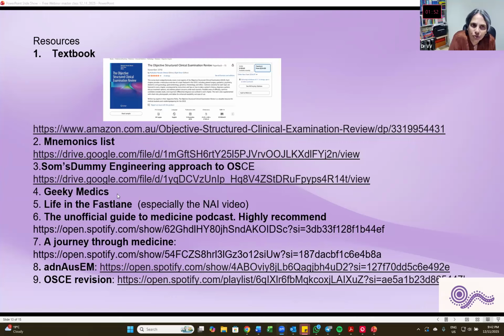Australian medical students follow Geeky Medics for physical examination, and I'm sure your examiners will be happy if you follow the same thing. I personally like Life in the Fast Lane. I don't know if you've heard of it. There are a lot of resources. It was started by an ED doctor in Australia, and it's got a lot of good resources. They actually have a video about interviewing a patient with query non-accidental injury of their child.